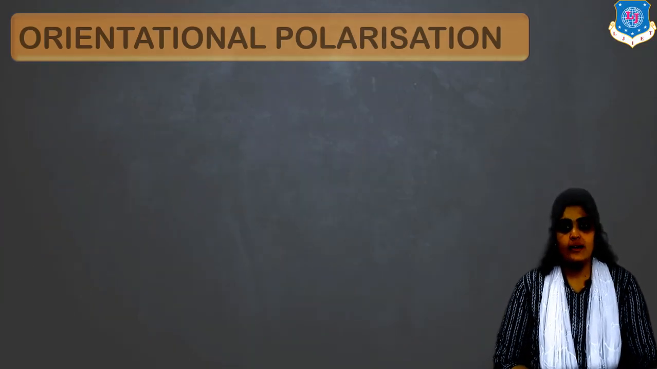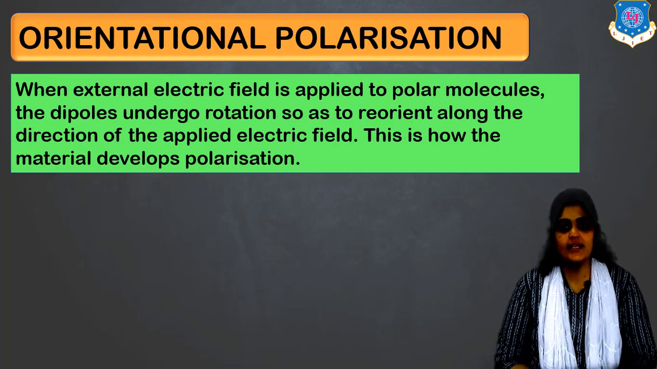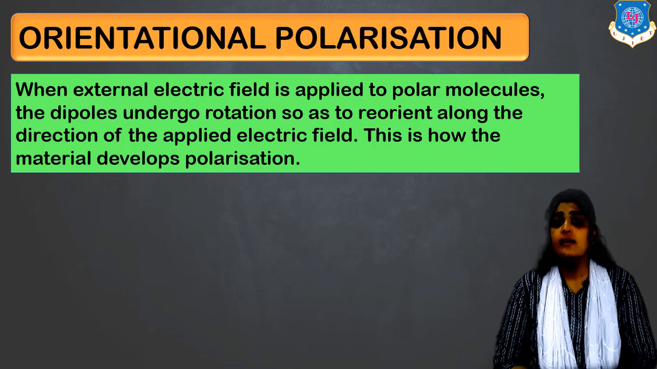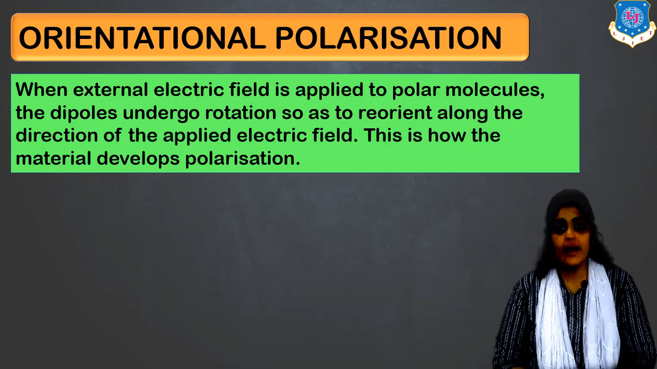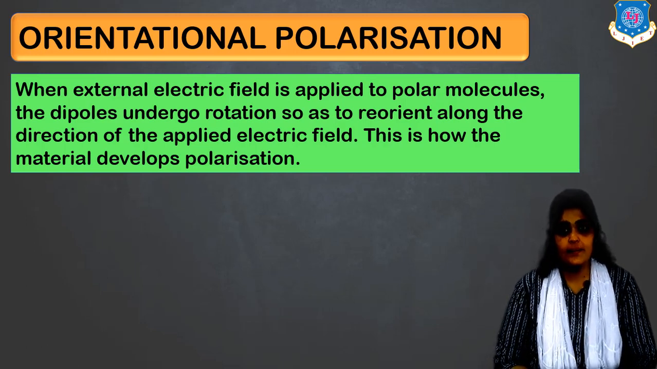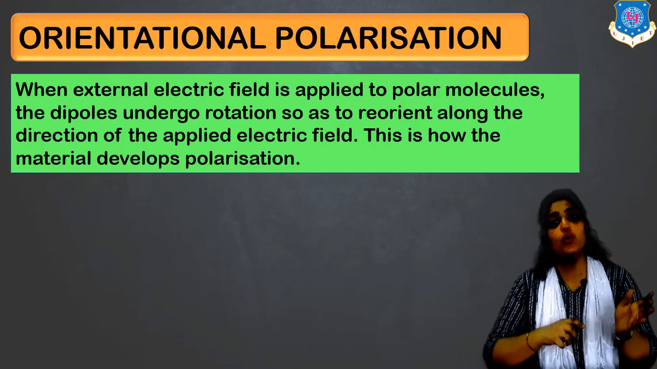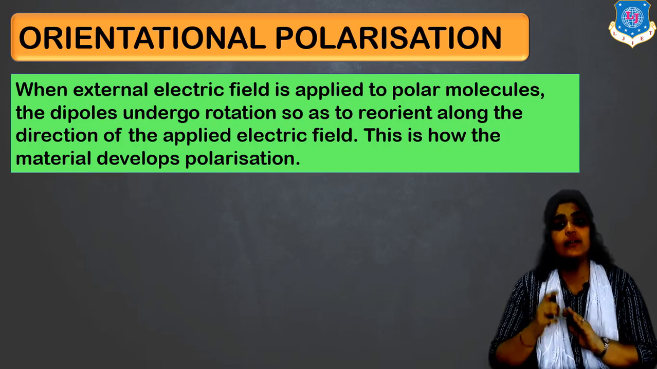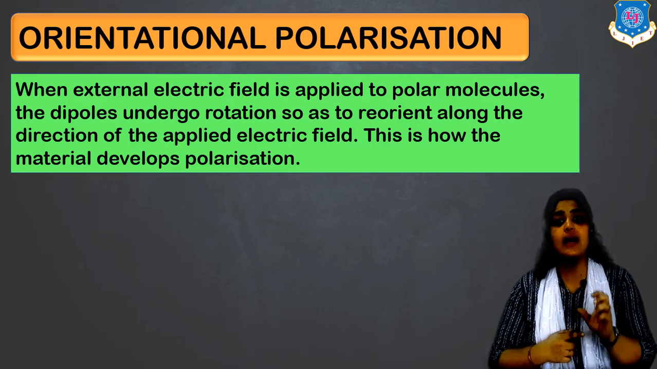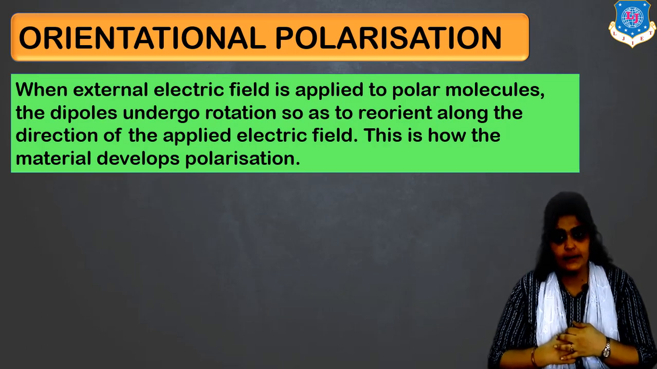Now we move ahead to the third type of polarization, which is known as orientational polarization. Again, this type of polarization occurs in particular materials which are known as polar molecules, or I would say polar dielectrics. When an external electric field is applied to a pair of polar molecules, the dipoles undergo rotation so as to orient in a direction according to the applied electric field. This is how orientational polarization takes place.